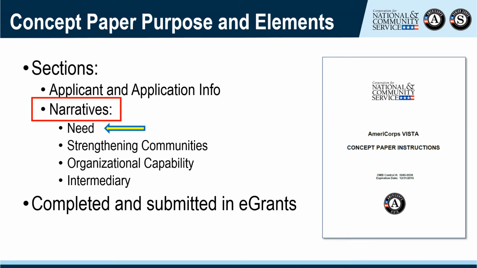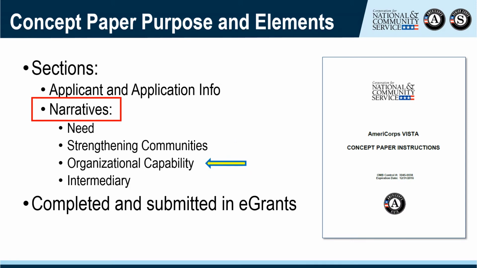In the needs section, they will explain the unmet poverty-related community needs that they propose to address with the project. It is helpful if they can include data and citations when available. Under strengthening communities, the applicant describes how their proposed project will complement or expand the current efforts taking place in the community to address the identified community need.